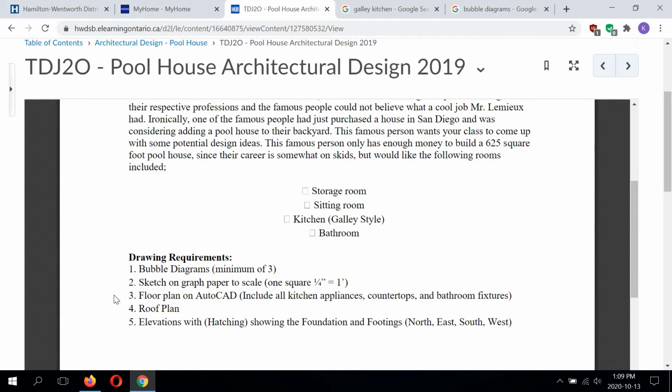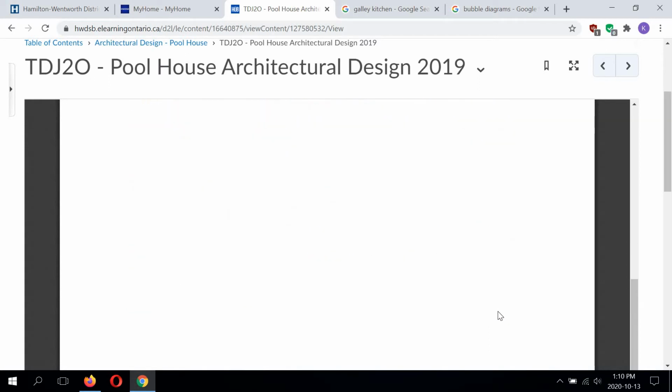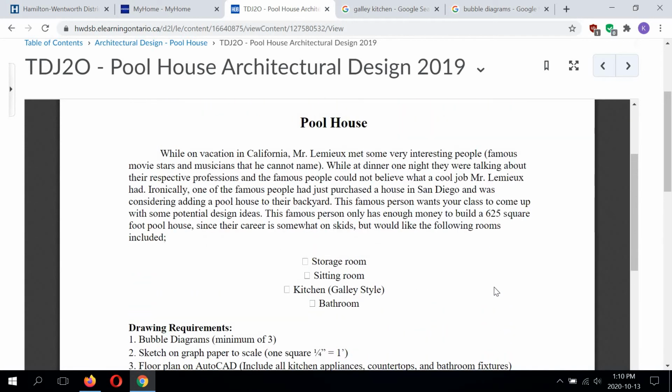Number 3, floor plan on AutoCAD. Include all kitchen appliances, countertops, and bathroom fixtures. 4 is a roof plan, and 5 is elevations with hatching, showing the foundation and footings, northeast, southwest perspectives. And that's all that's included on this sheet.